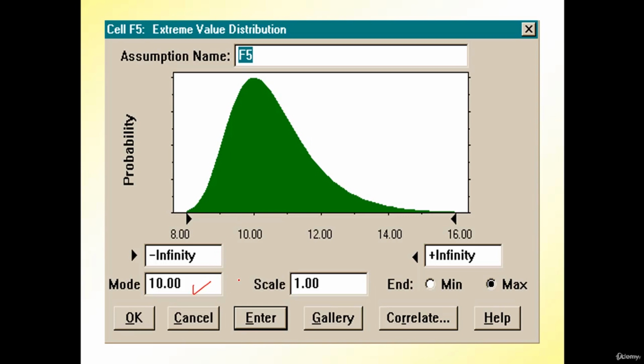We have the mode shape and the scale shape, which, as I mentioned before, will be a function of the standard deviation and the average or arithmetic mean.